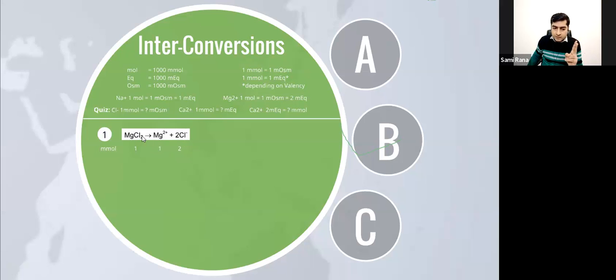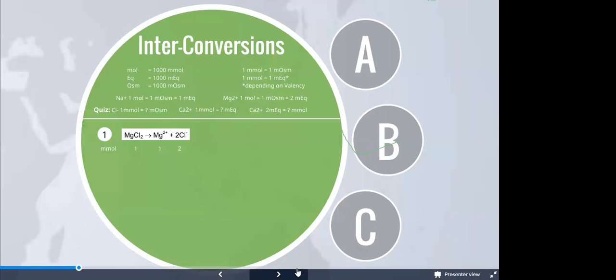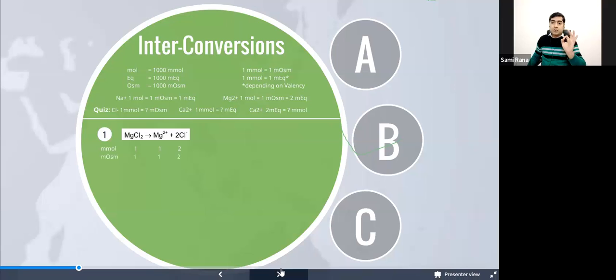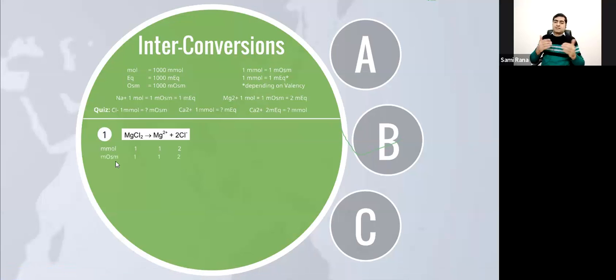Anything written down here is going to give us 2 millimoles. Okay, next, milliosmoles. In milliosmoles, I have told you that this is the same as millimoles. So what's going to happen? 1 milliosmole of MgCl2 is going to give us 1 Mg milliosmole and 2 chloride milliosmoles, right?